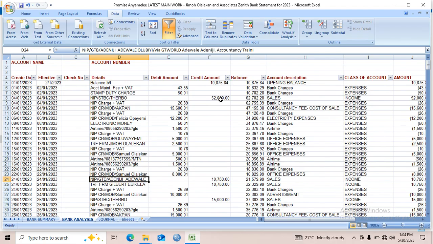Another one is a loan you applied for. Let me say you applied for a loan and they later disbursed the loan to you. The loan will not come on the debit side, it will come on the credit side, because money is entering the business account.